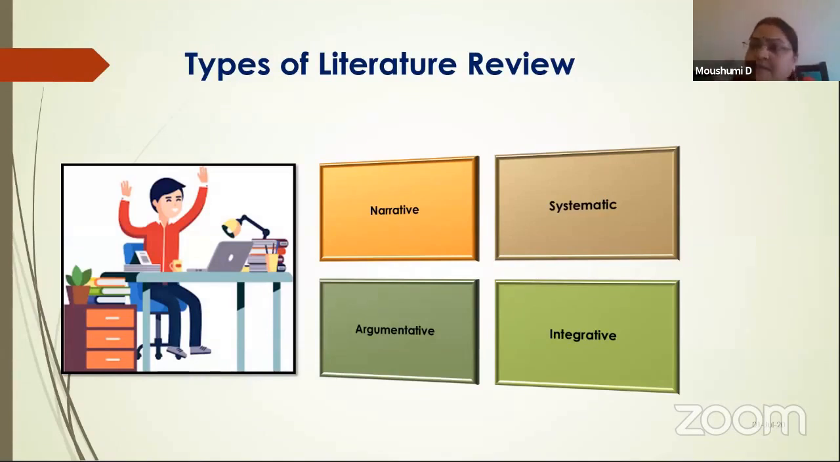So we know what is narrative, the traditional one. We know the systematic, which is very rigorous. Systematic can again be of two types, meta-analysis and meta-synthesis.